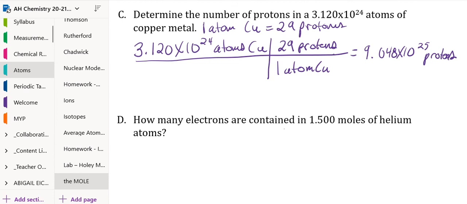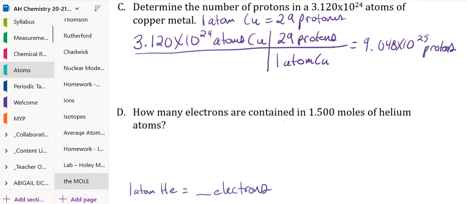I want you guys to try D. We are going to go over it together, but I want you to try setting it up first, and then we'll go over it. Okay, so we're given moles of helium. So 1.500 moles of helium. And we want to know how many electrons it contains. So do I just have 1.500 atoms of helium? No. I need to figure out how many atoms of helium I have. So how am I going to do that?